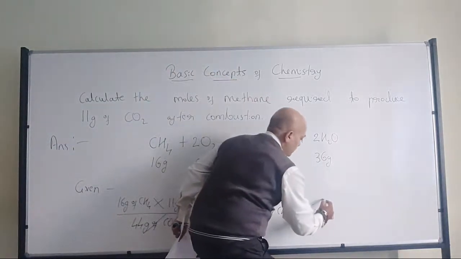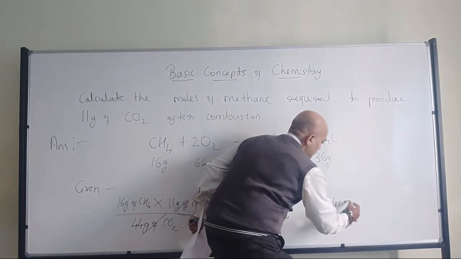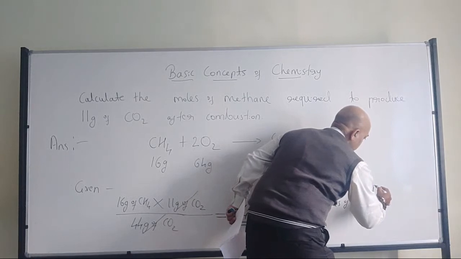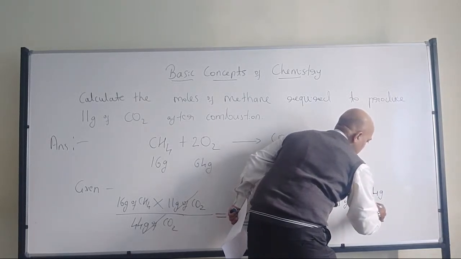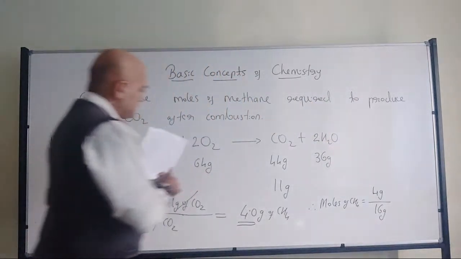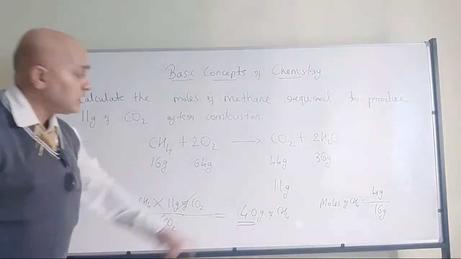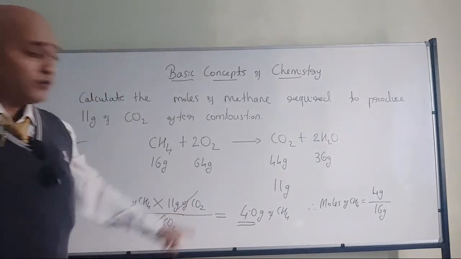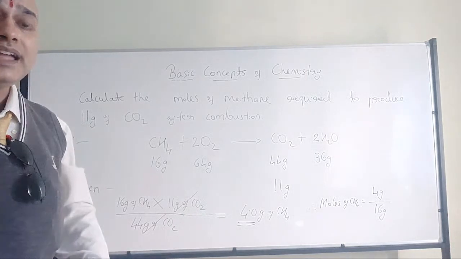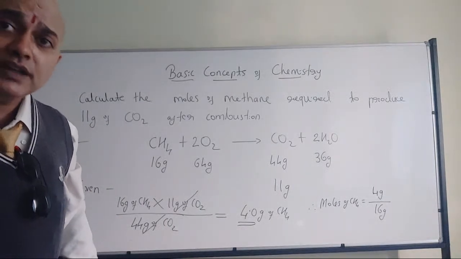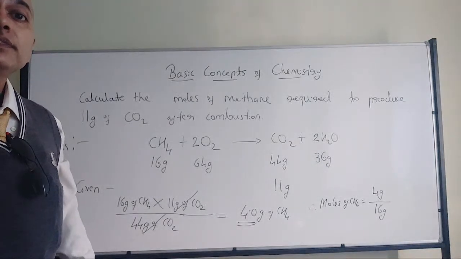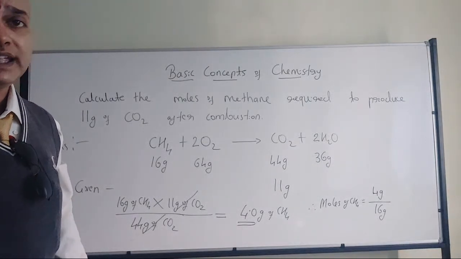So therefore, moles of methane is equal to 4 gram divided by 16 gram. From where this 4 gram came? 4 gram we have calculated. So therefore 4 gram divided by 16 gram. Given mass divided by molar mass. That will give the number of mole for any of the element.